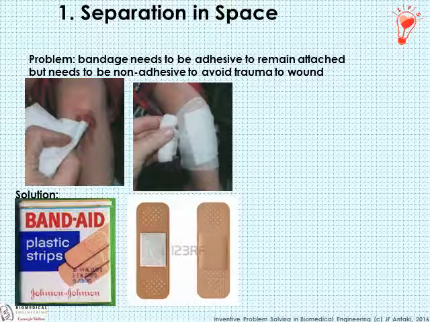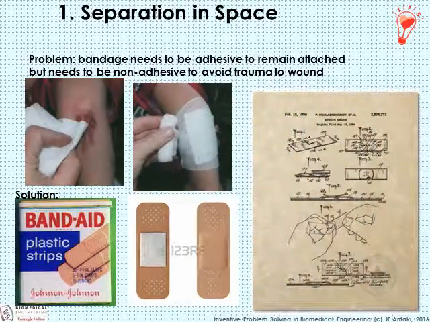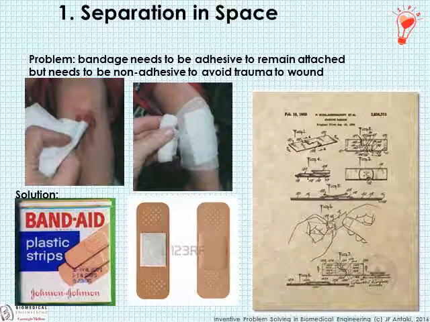And you see how there's a separation in space, that a portion of the Band-Aid has the sticky stuff on it to hold it in place, but the portion that is directly on top of the wound is non-adhesive. And as a matter of fact, the different layers of that central section are also separated. You might remember that there's a thin plastic film that separates the wound from the absorbent white part of the Band-Aid.